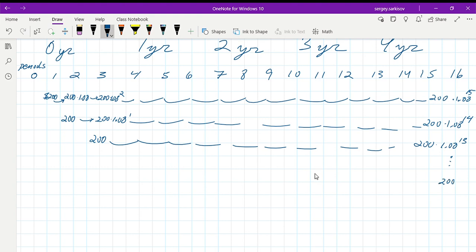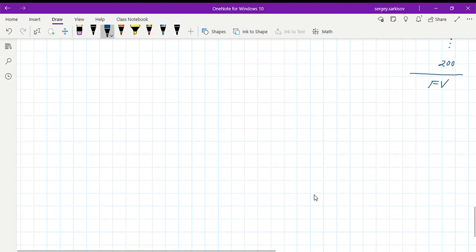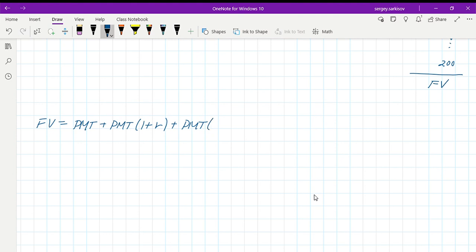So let's go from the bottom up right here. See that? That's going to be the future value basically. Okay? Let me write this. Future value will be, instead of 200, let me just use the payment, because I have to finish this up. Payment, and then payment plus a payment times 1 plus the R basically. Okay? And then plus a payment times 1 plus R squared.